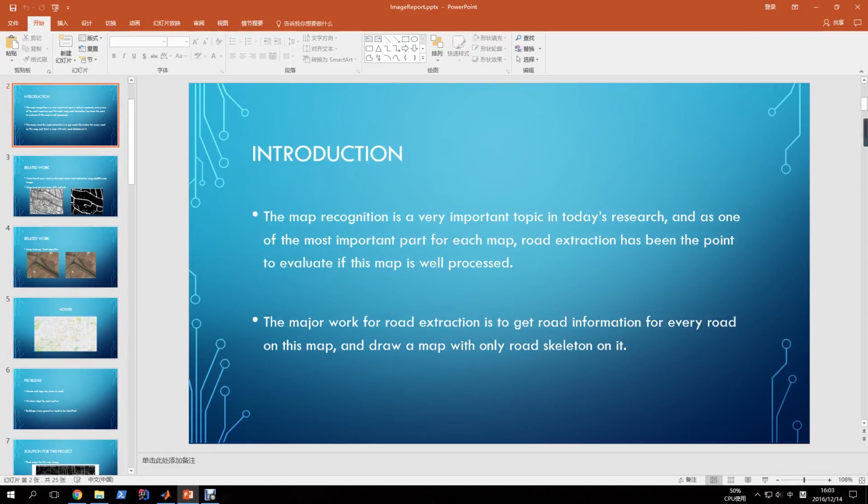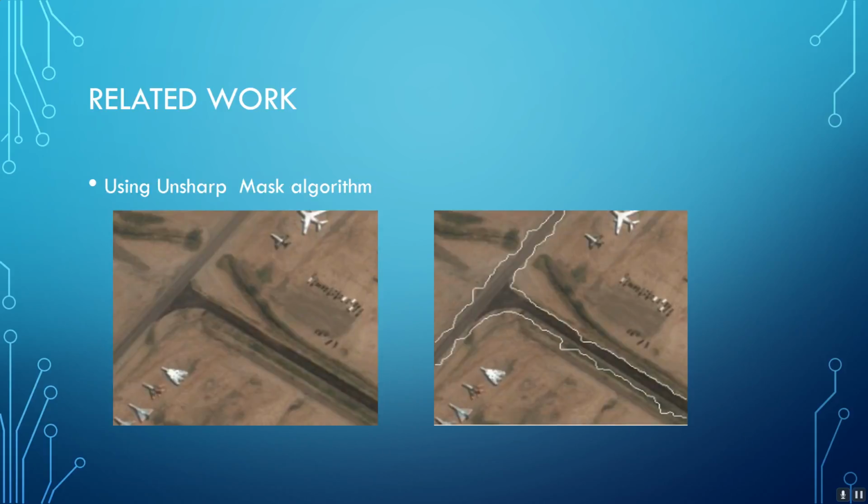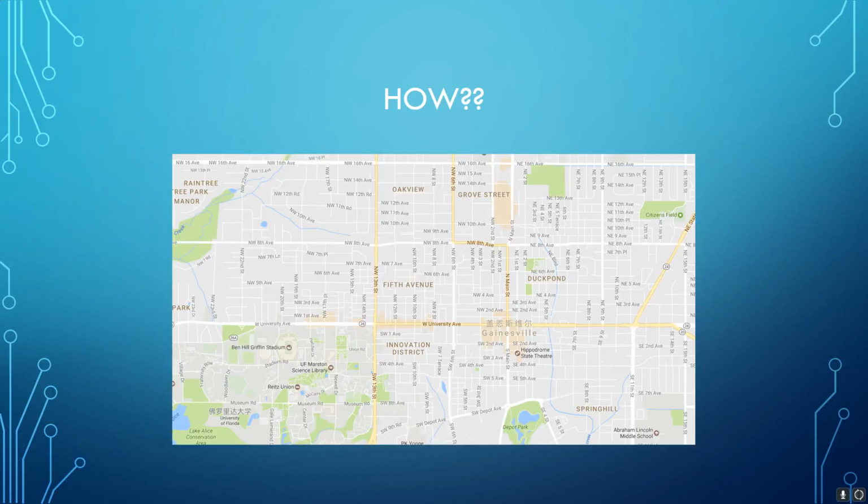Now come back here. I have found some related works on this topic. They all worked on satellite maps. Here is one using level set and mean shift methods. And here is another one using the unsharp mask algorithm to find out the skeleton of the roads on this satellite map. But now we are going to deal with this colorful Google map.